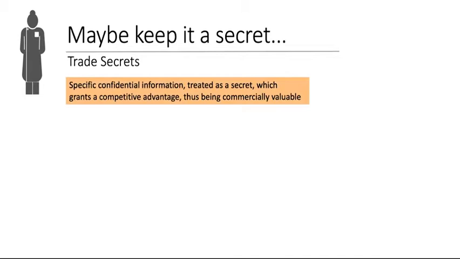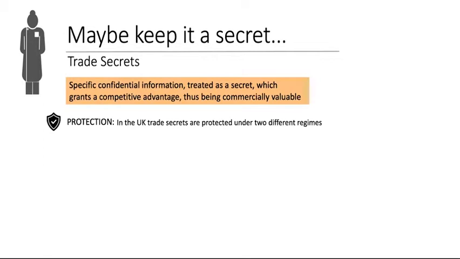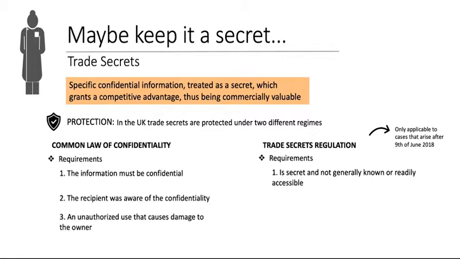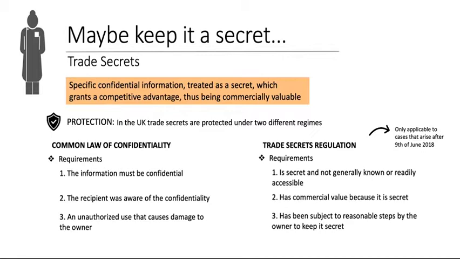But what about keeping it a secret? Well, trade secrets are specific confidential information treated as secrets, which grants competitive advantage and thus is commercially valuable. Protection in the UK is made through two different regimes, and they have very similar requirements. The Trade Secrets Regulation is only applicable to cases after 9th of June of 2018, but they're very similar, with the exception of the third bullet point on Trade Secrets Regulation, in which they ask, in order to be considered as a secret, have you taken the steps to maintain it as a secret? Have you done that work?